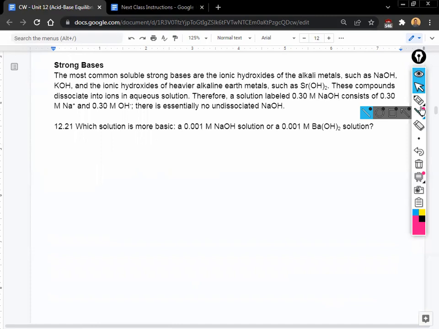Okay, so same thing here. If you have a strong base, it's going to break down completely into the ions that compose it. Okay, so it's going to break down completely. So the concentration of OH minus is going to be equal to the concentration of the strong base. Okay, same thing as before.